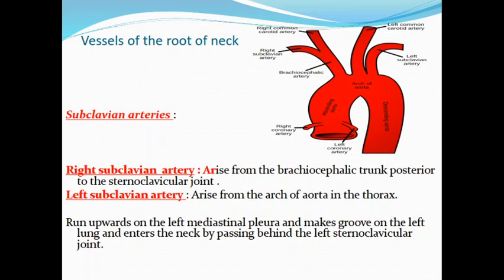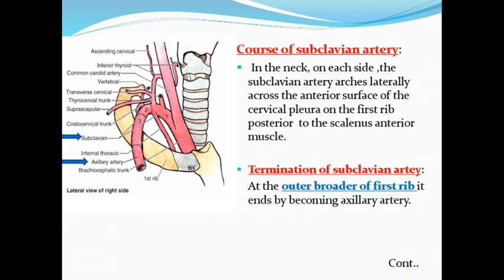Now we'll see course and termination of the subclavian artery. So in the diagram you can see the subclavian artery, which I have marked with blue arrow. So in the neck on each side the subclavian artery arches laterally across the anterior surface of the cervical pleura on the first rib posterior to the scalenus anterior muscle. The termination of subclavian artery, it ends at the outer border of first rib. It ends by becoming axillary artery.